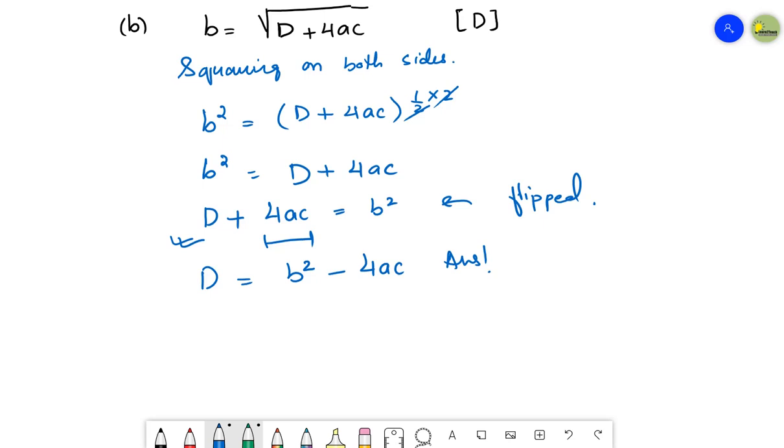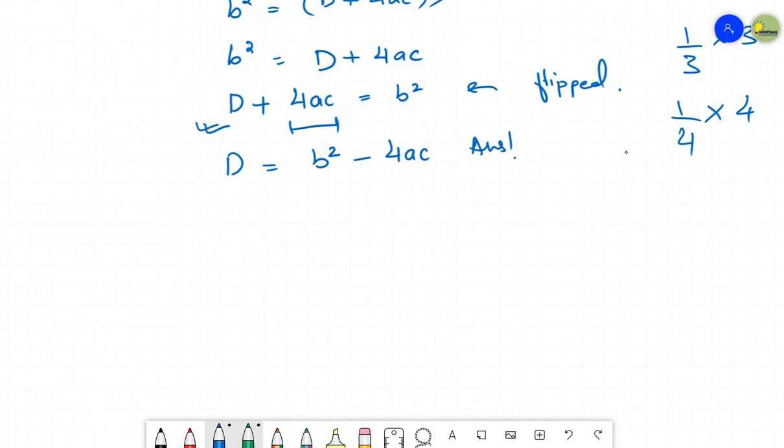So I hope in both the questions you have understood how you can remove square root, cube root, or any other power present on the root. If the variable is inside the root, then you have to multiply with the reciprocal of that value. If it is 1 upon 2, then you have to multiply it with 2 on both sides. If it is 1 upon 3, you have to multiply it with 3 on both sides. Let's say if it is 1 upon 4, then you have to multiply it with 4, the reciprocal of 1 upon 4. So I hope this is understandable now.